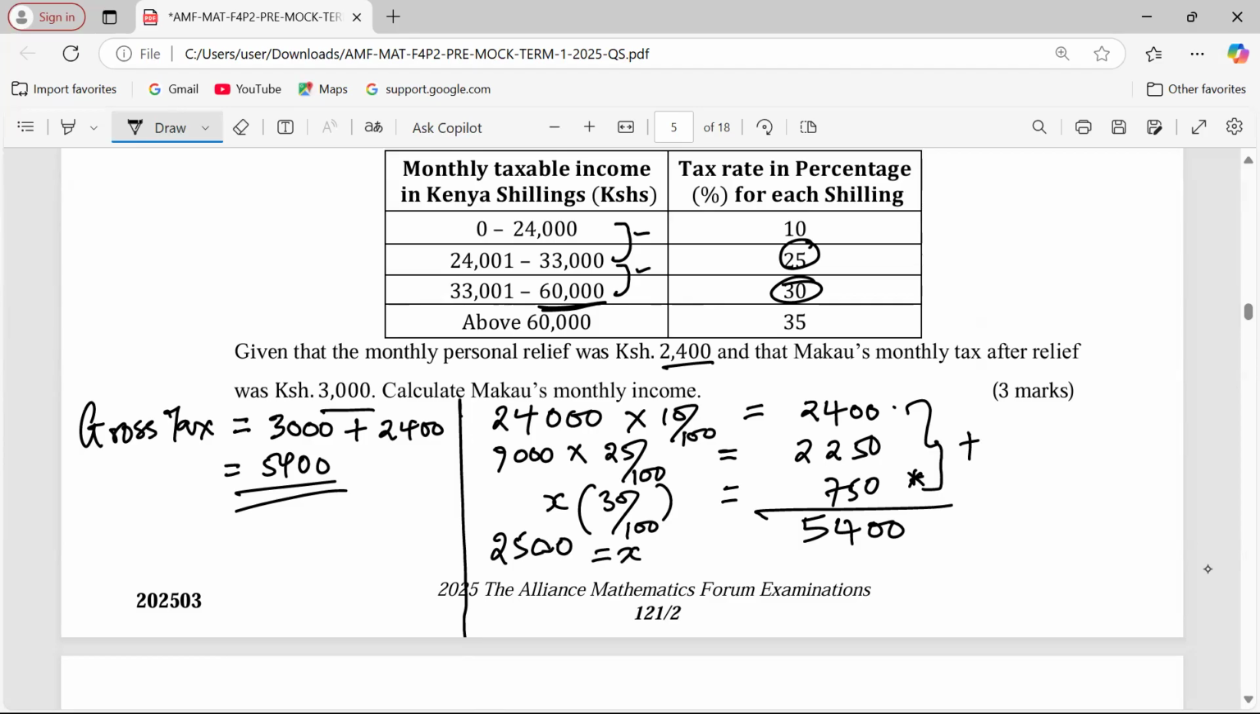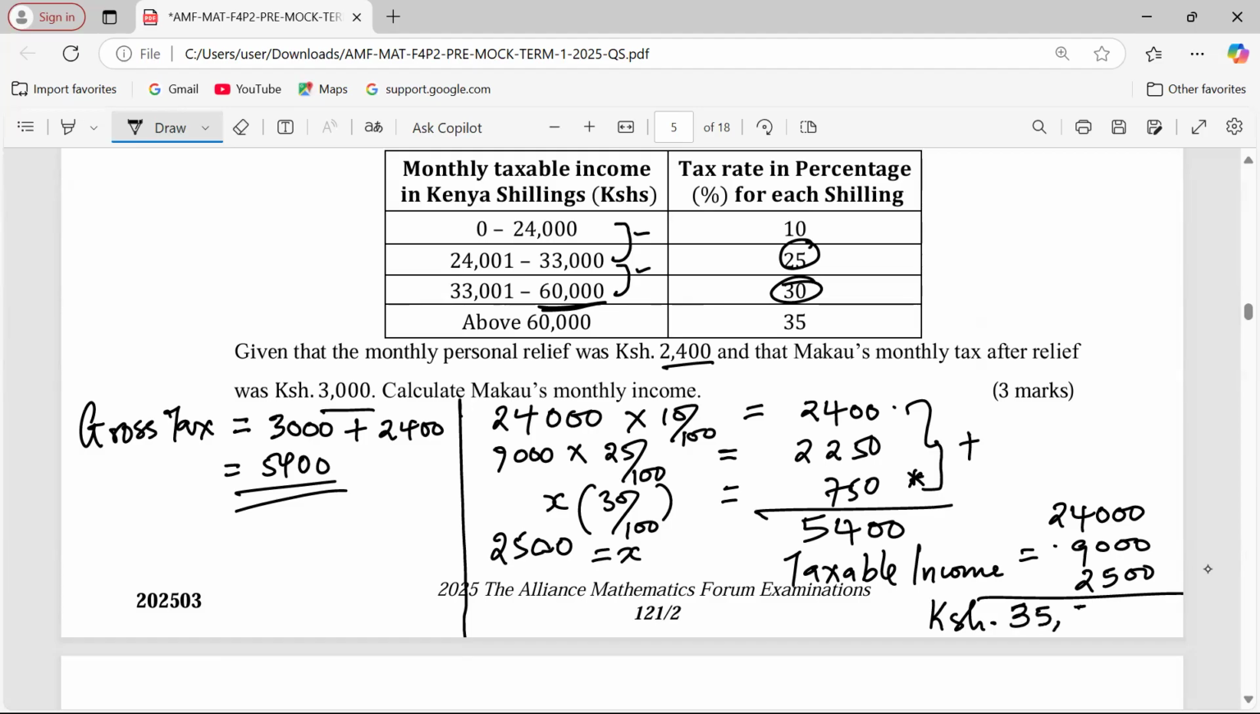So the total monthly income which was taxed, the taxable income, which is the monthly in this case, is going to be from the first bracket 24,000, second bracket 9,000, the last bracket 2,500. Now we get a total of Kenya shillings 35,500.